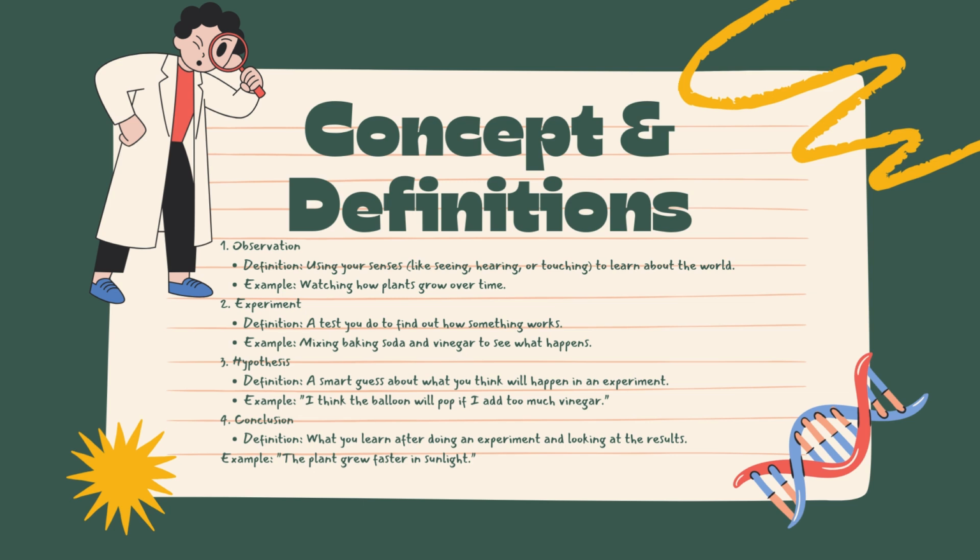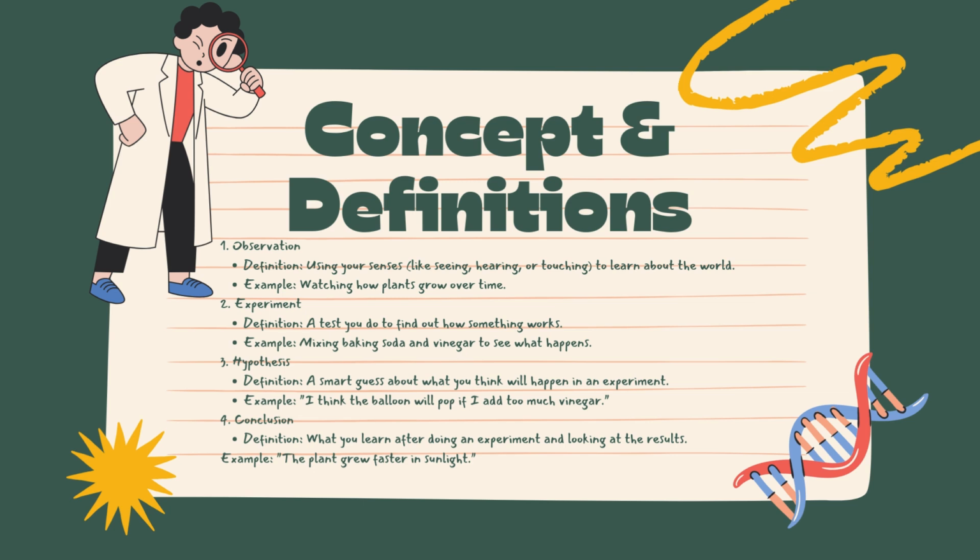Concepts and definitions. 1. Observation. Definition: using your senses, like seeing, hearing, or touching, to learn about the world. Example: watching how plants grow over time. 2. Experiment. Definition: a test you do to find out how something works. Example: mixing baking soda and vinegar to see what happens.